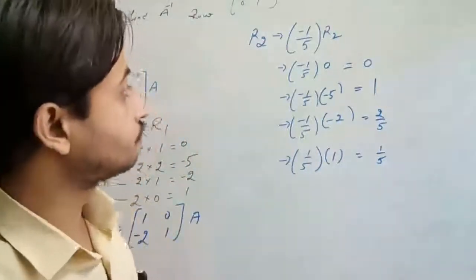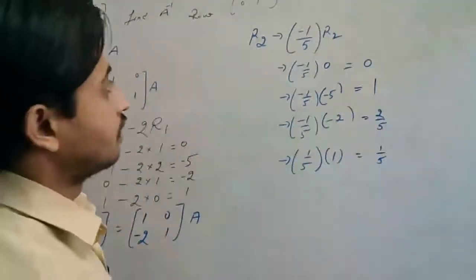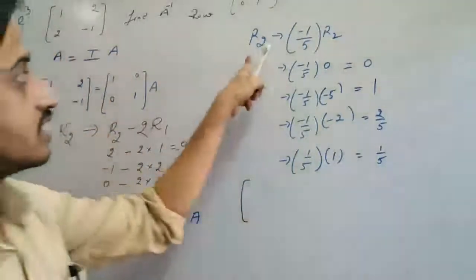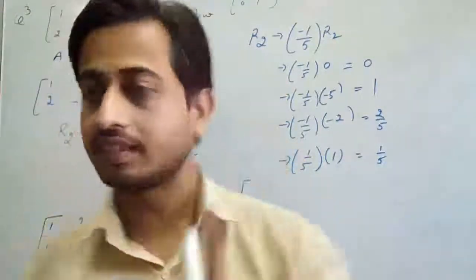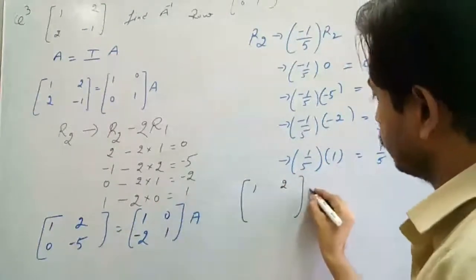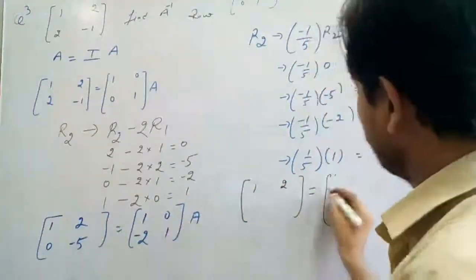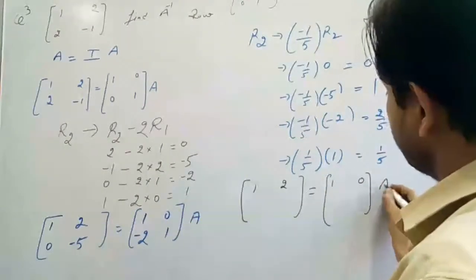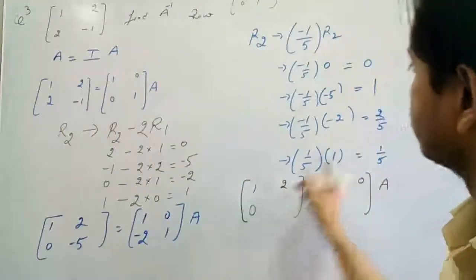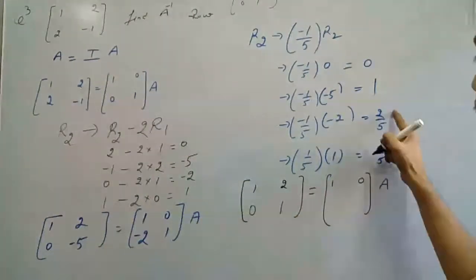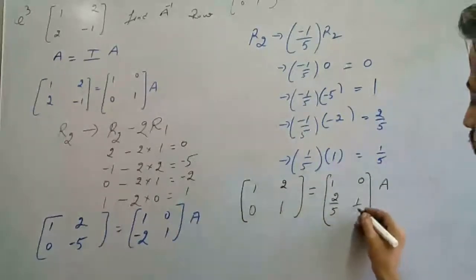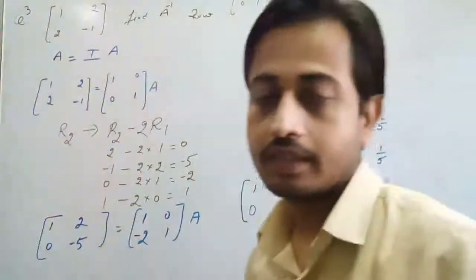So what will we get? I am writing here, because we are changing R2, so we have to write R1 as it is. What is our R1? 1, 2, 1, 0. And this R2 will be changed. The new R2 is 0, 1, 2 by 5 and 1 by 5.